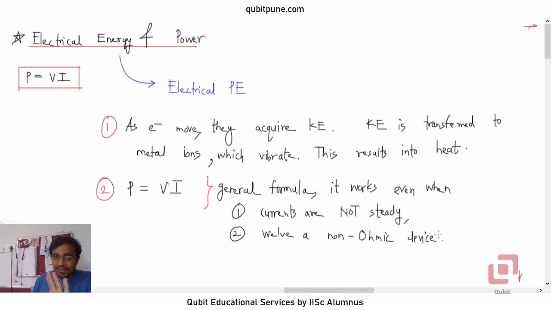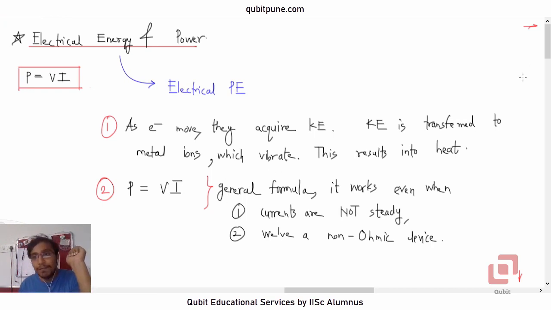So this is a general formula, and if you remember in the chapter on alternating current, or AC circuits, we have actually used this formula to prove that the average power in a cycle for a purely inductive circuit or a purely capacitor circuit is 0. There we have used this formula V into I because none of them is an ohmic device, and currents are also not steady, but this is a general formula.